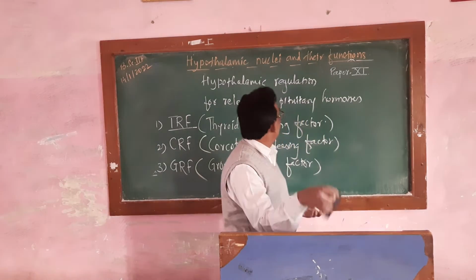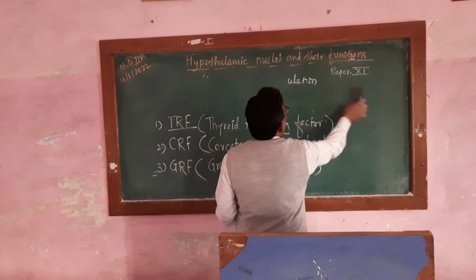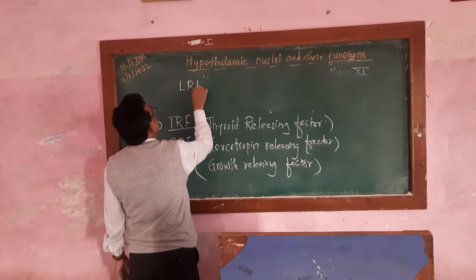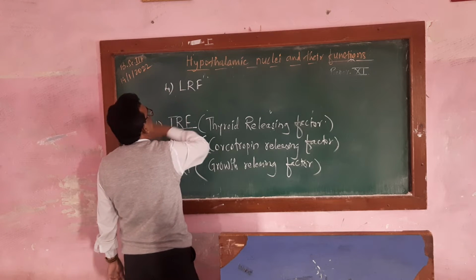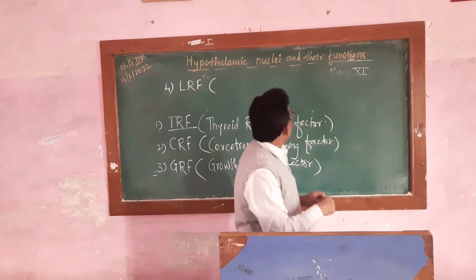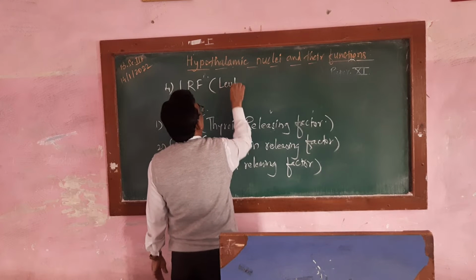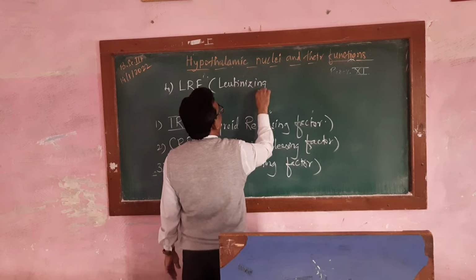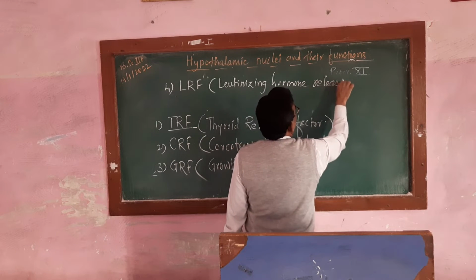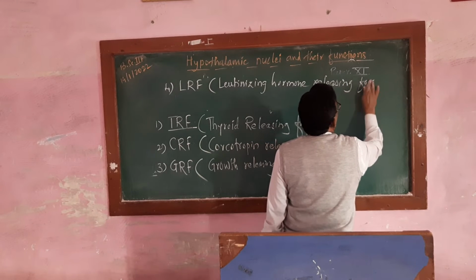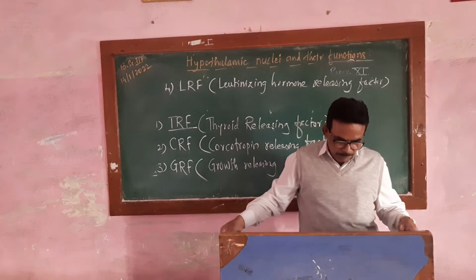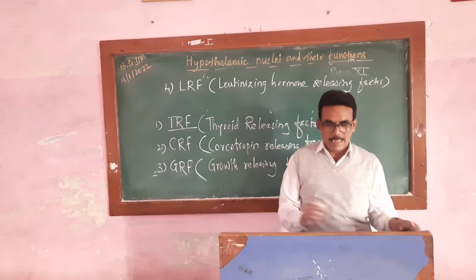Then the next factor, that is the fourth factor, LRF, that is luteinizing hormone releasing factor. So that will stimulate the anterior lobe to secrete the luteinizing hormone.